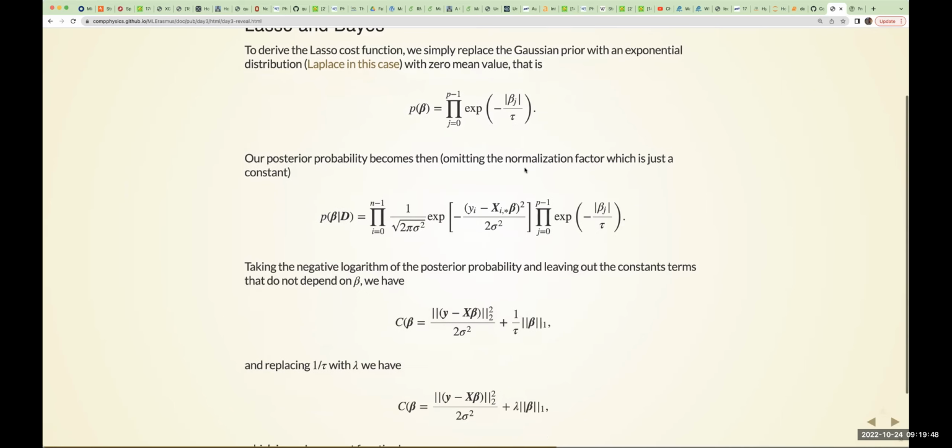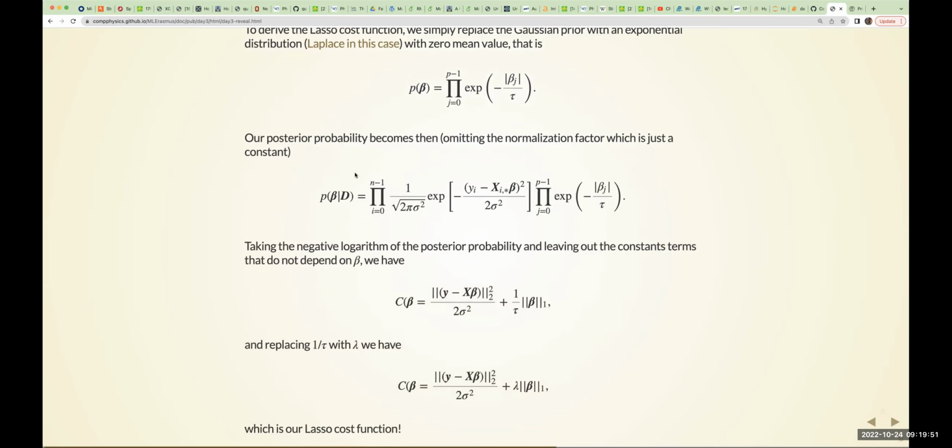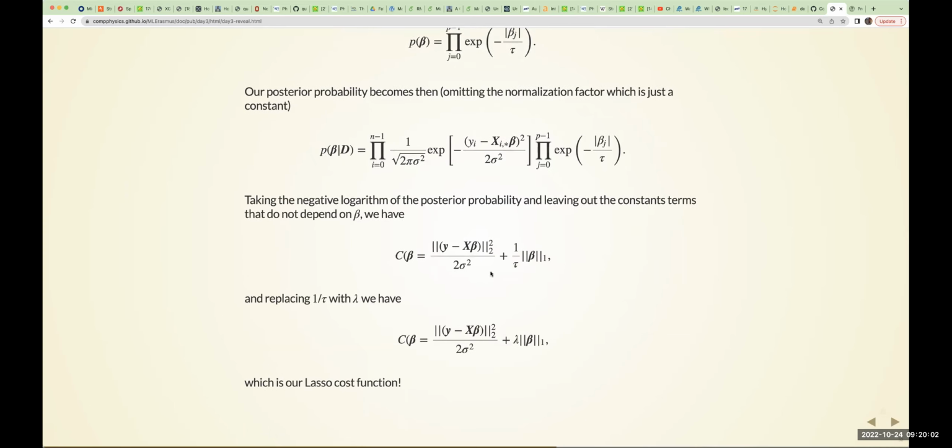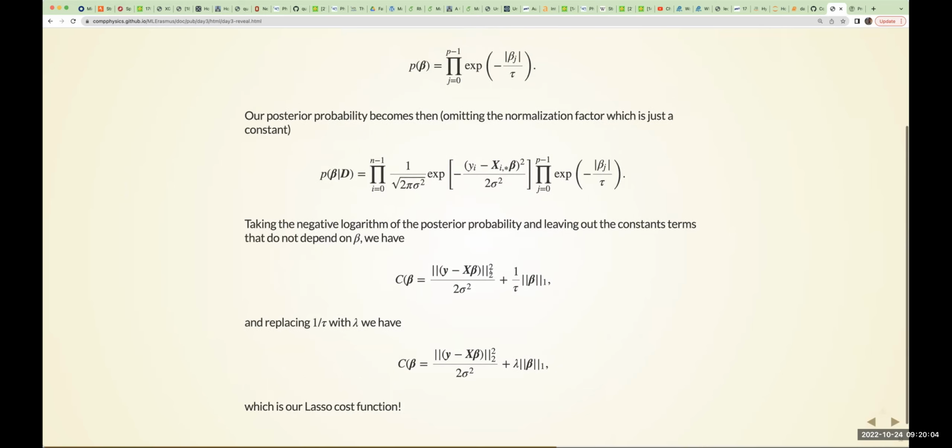In that particular case, when we repeat the same exercise by taking the log of this product and skipping the constant parameters which come from 2 pi sigma squared, we end up with the same equation which we had for lasso regression. So we can actually interpret lasso and ridge from a probabilistic point of view, where we assume that the betas have a prior distributed according to either a Gaussian distribution or a Laplace distribution. And this also has consequences when we now look at the results.